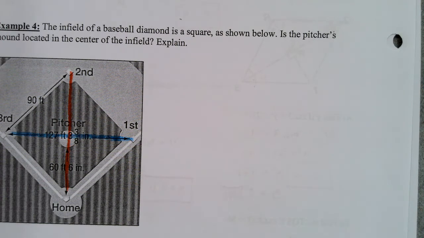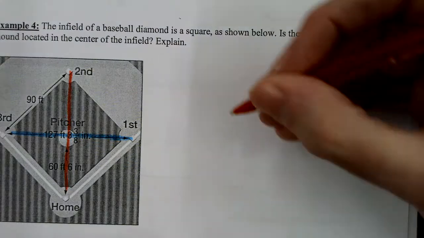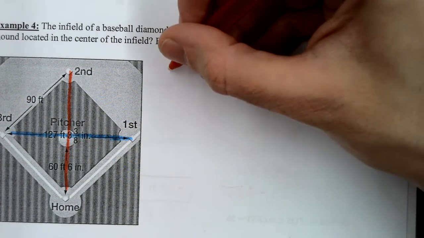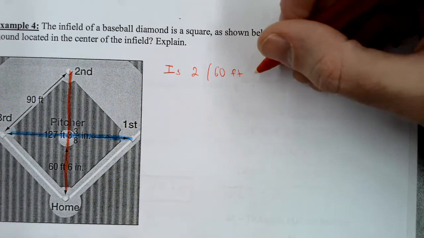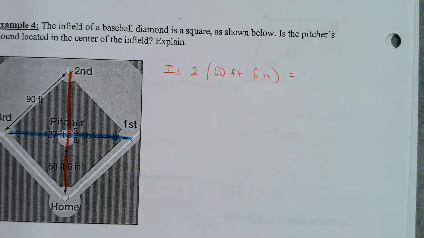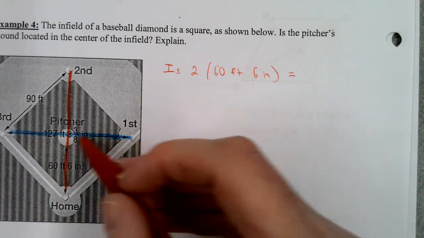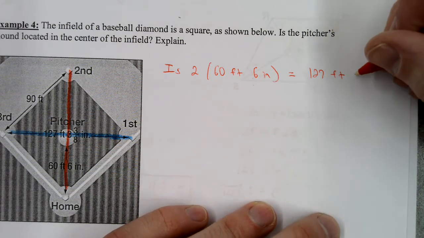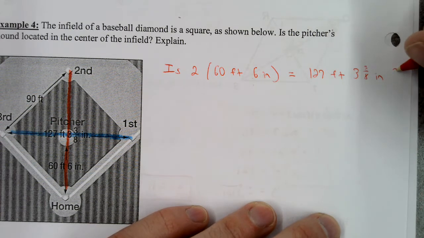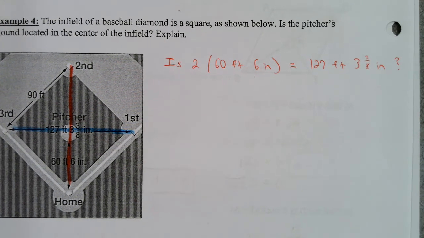So what you're trying to see is whether 2 times 60 feet, 6 inches is equal to the other diagonal, which I kind of drew through, but that says 127 feet, 3 3/8 inches. That's basically what you're checking, okay? If those are equal, then yes, the pitcher's mound is in the center of the infield. If they're not equal, then no, the pitcher's mound is not in the center of the infield. That's essentially what you're doing to answer the question.